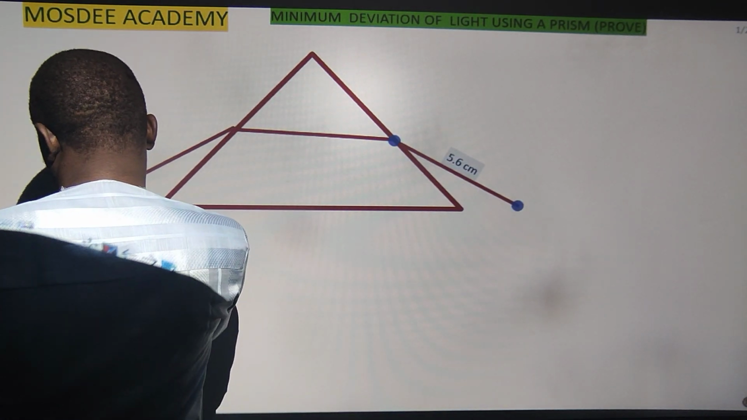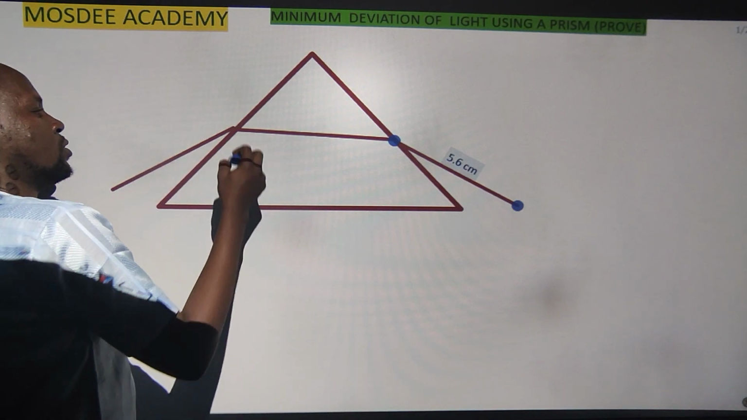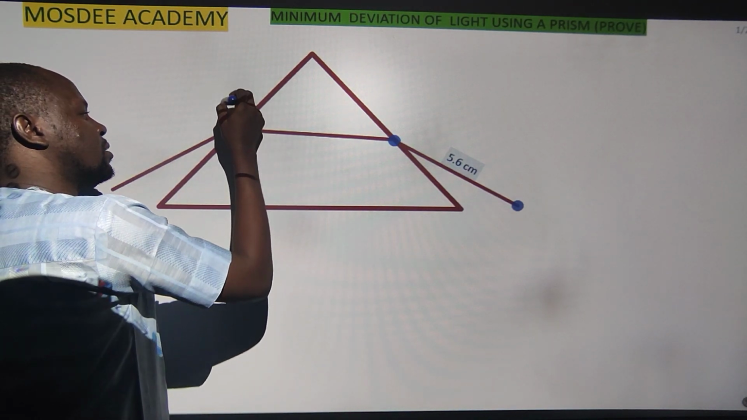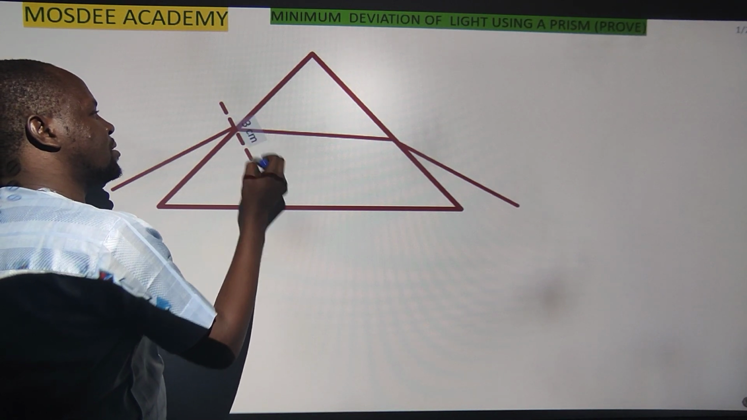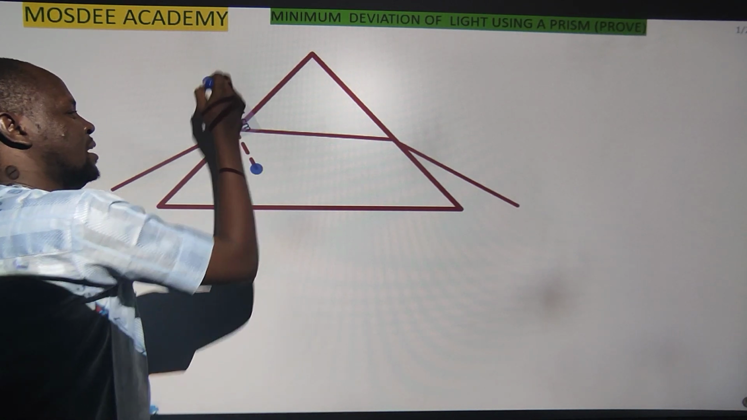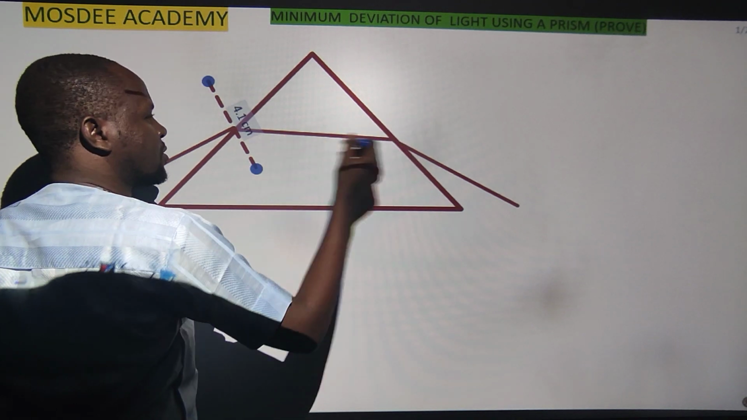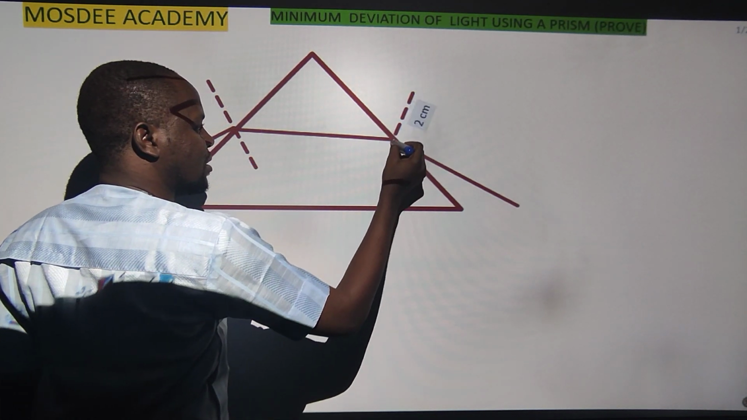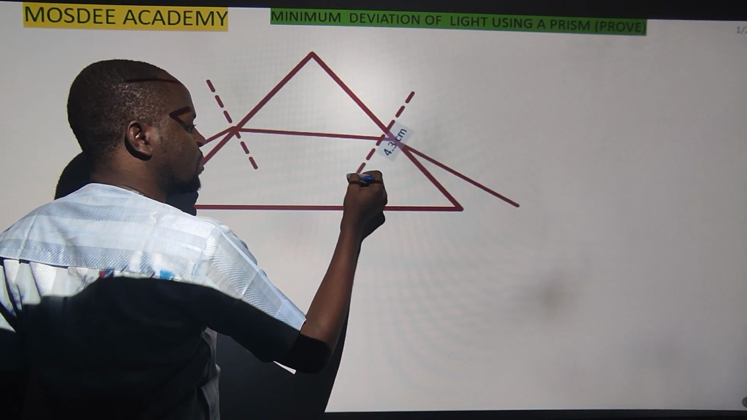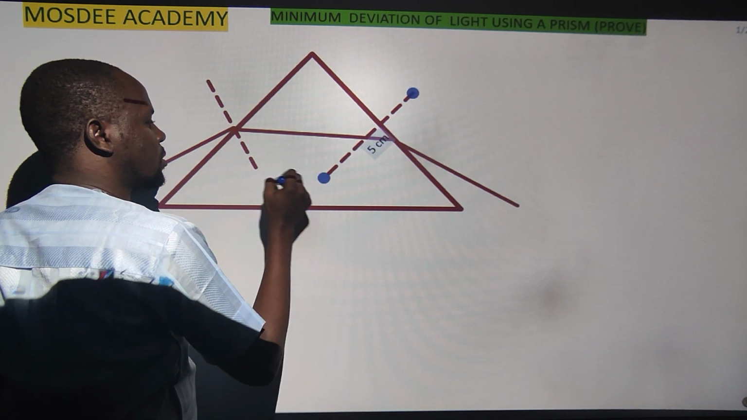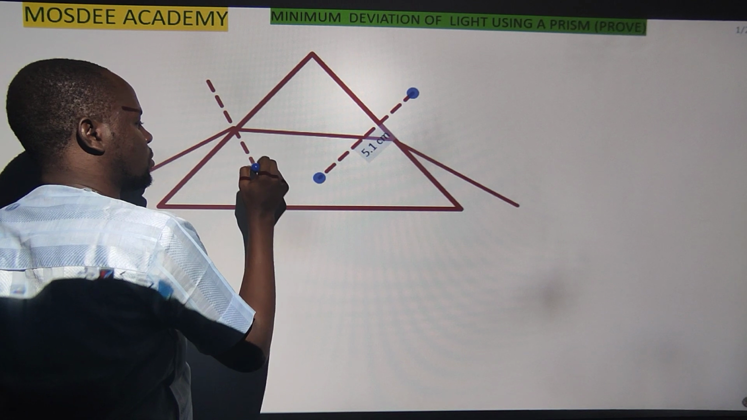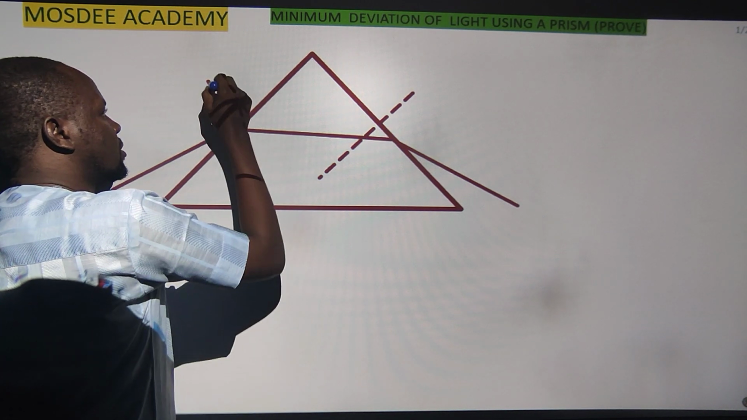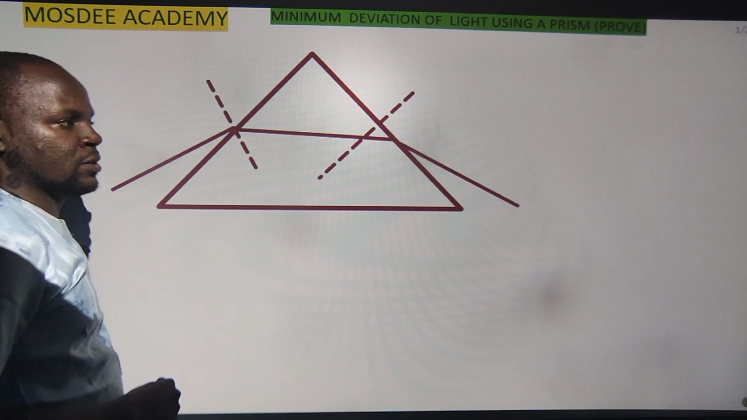Then having done that, the next thing is just to show your normal, incident and refracted ray. Like I said, my diagram is not drawn to scale. It's only for the sake of understanding. So that is the first incident normal, and this is the second. I'm supposed to make this one also on the same line with that, so that we can have a good illustration.